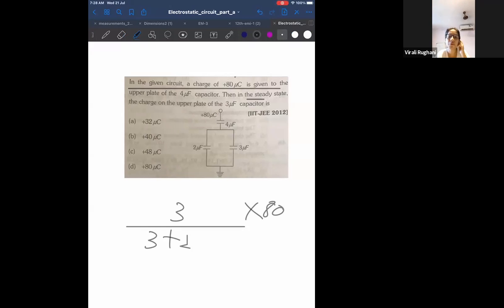So what about the 4 microfarad capacitor? That doesn't form a part of a loop, so you don't have to consider it. You have to consider the loop. If there were three together, what would we have done? You have to take the equivalent capacitance. Here both are in parallel, so I have taken the equivalent capacitance and added them. So the denominator will be the equivalent capacitance.